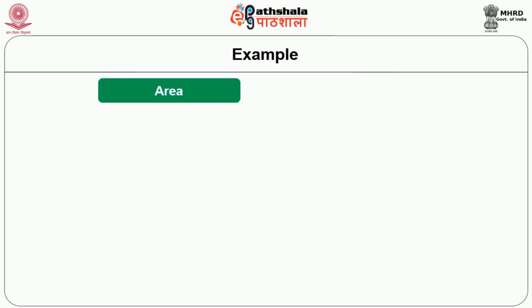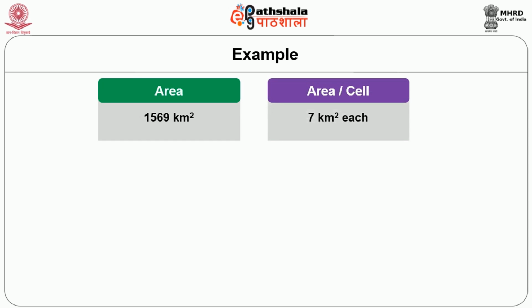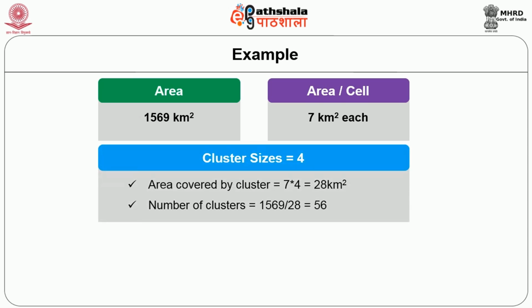Let us look at an example. Suppose the geographical area is 1569 kilometer square. Each cell occupies 7 kilometer square. So the cluster size is equal to 4. So the area covered by a cluster is 7 multiplied by 4, because the area covered by a cell is 7 kilometer square. Cluster size is 4, that means in a particular cluster there are 4 cells. So the area covered by this cluster will be 7 multiplied by 4, which is equal to 28 kilometer square. So how many clusters would be required in this area? So the total area is 1569 kilometer square.